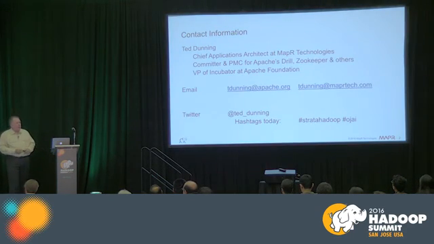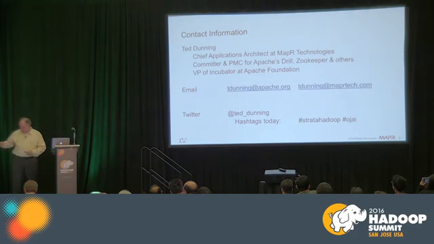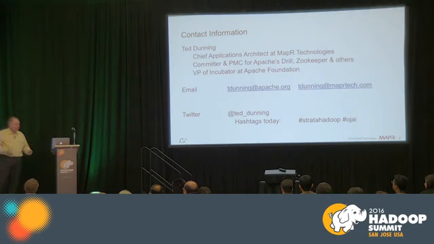My name is Ted Dunning. I'm Chief Application Architect for MapR. And I'm also a committer and PMC on, I have to say, a lot of projects anymore. I can only count to 2. I'm a binary kind of guy, and so it's more than 2.